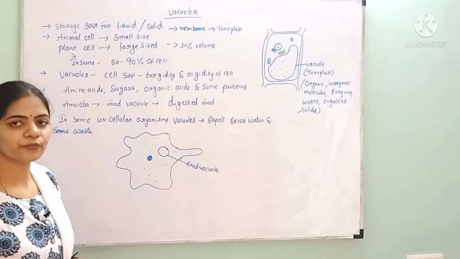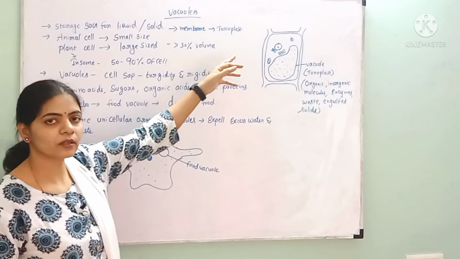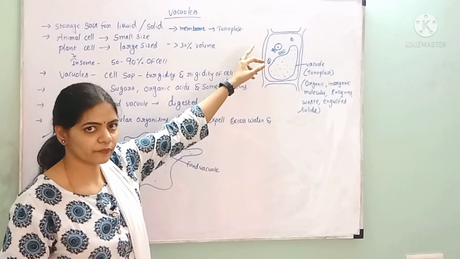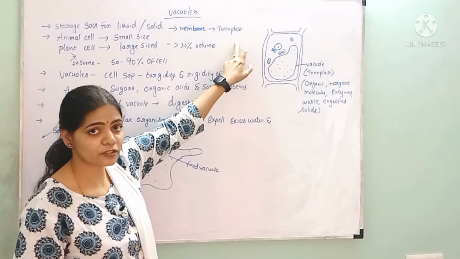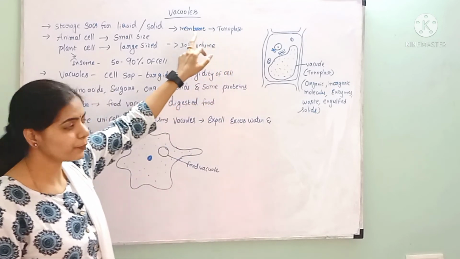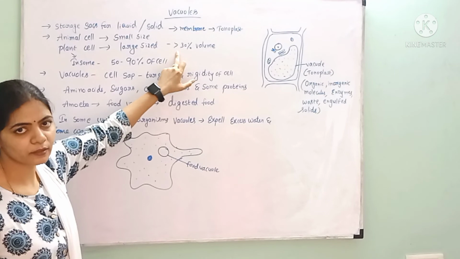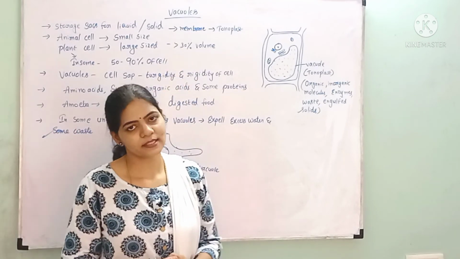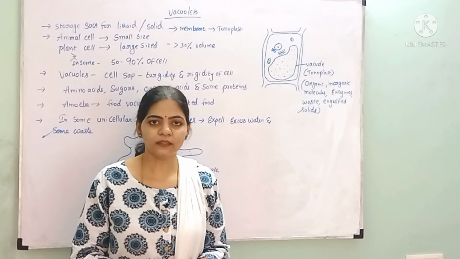This is about the vacuole. What is the membrane of the vacuole called? The membrane of the vacuole is called the tonoplast. It occupies nearly 30% of the cell volume, and it maintains turgidity and rigidity of the cell. So with this we have completed the vacuole.